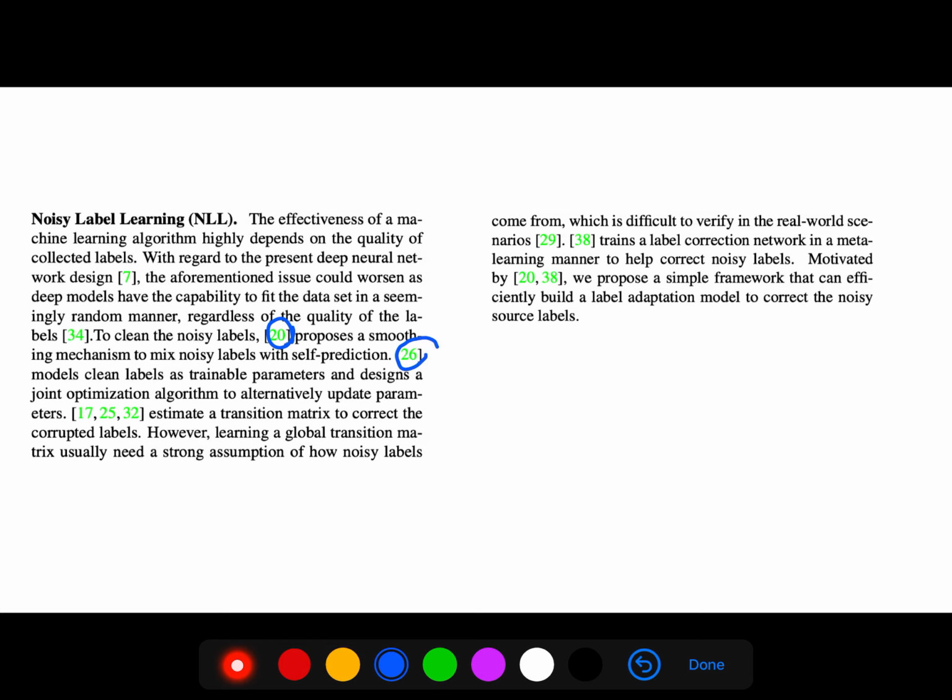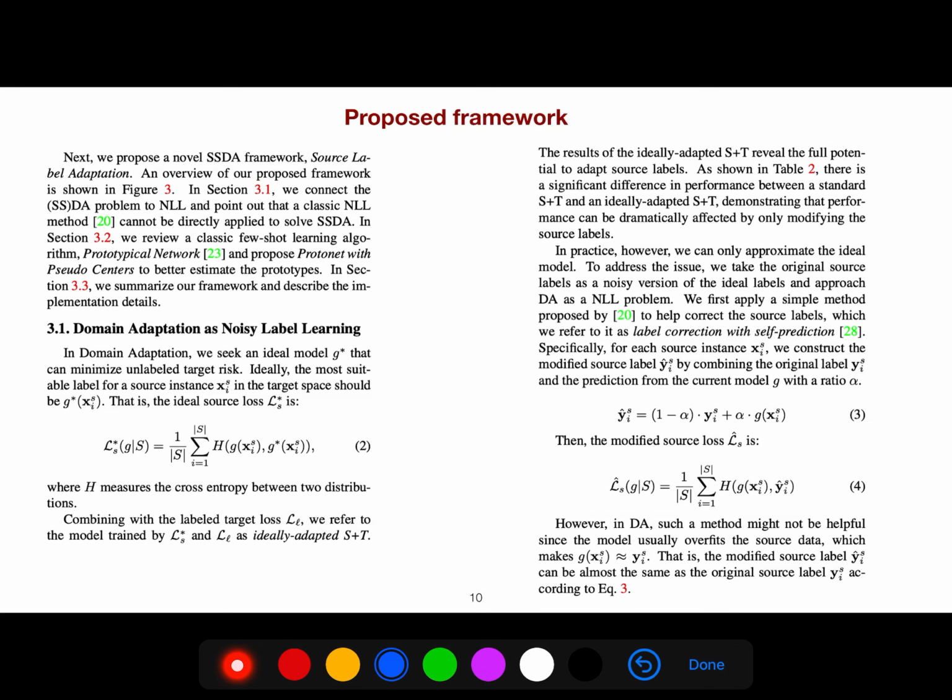So these references estimate the transition matrix to correct the corrupted labels. However, learning a global transition matrix usually needs a strong assumption of how noisy labels come from, which is a bit difficult to verify. But this reference trains the label correction in a meta-learning manner. So we propose a simple framework that can effectively build label adaptation to correct noisy source labels.